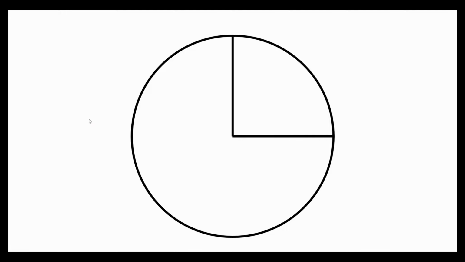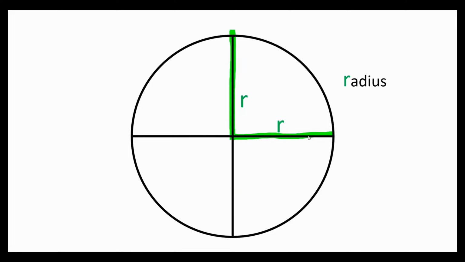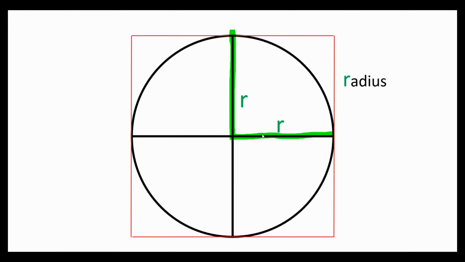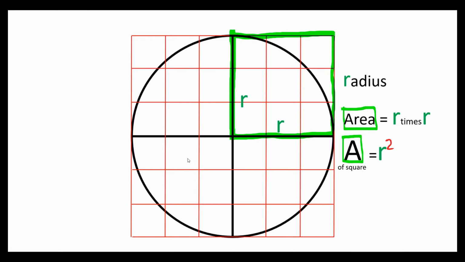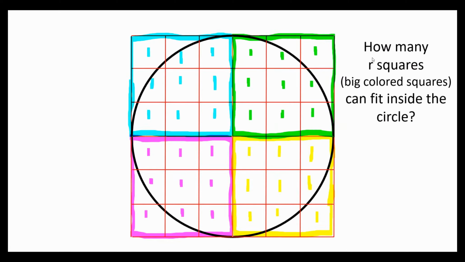Well, let's see. If I put a radius in there and I keep going around putting radiuses, and then I look at this one right here, a radius and a radius, and let's make that into a square. So basically this green area is radius times radius. In other words, it's a square, radius squared. And I'm just going to use this grid to help me. The question I'm trying to figure out is how many of these colored squares, the green, the blue, the big ones, can fit inside the circle?